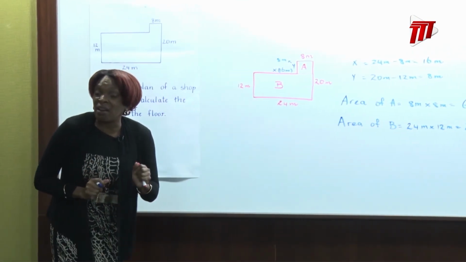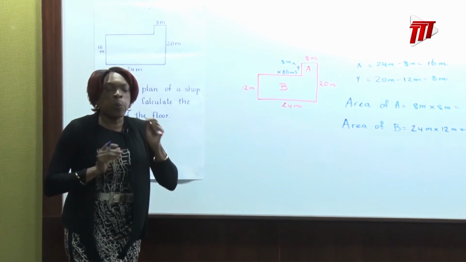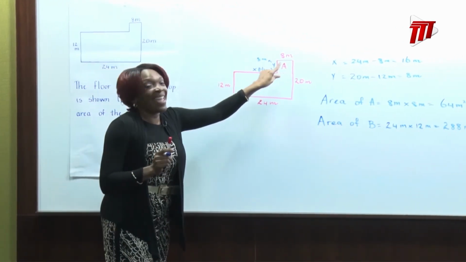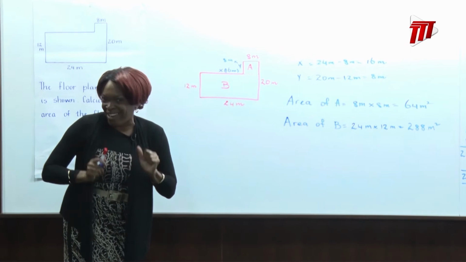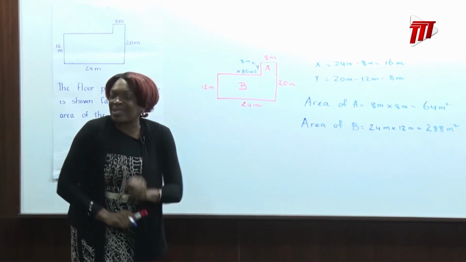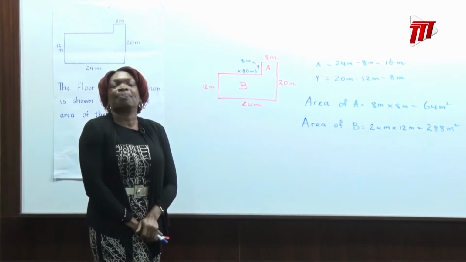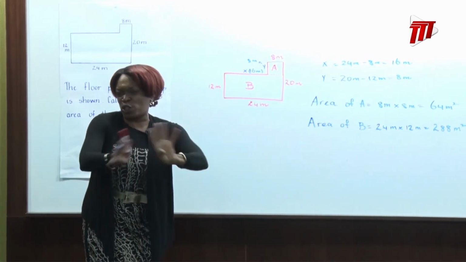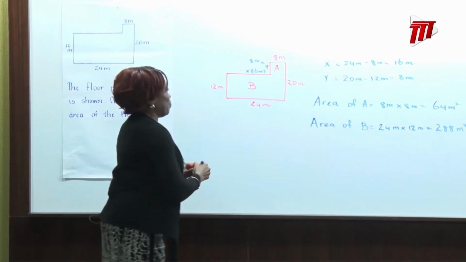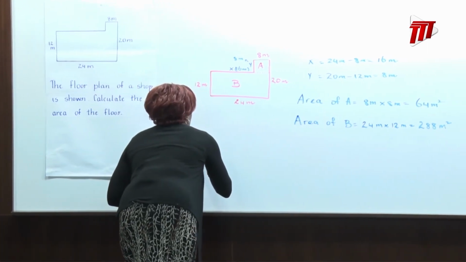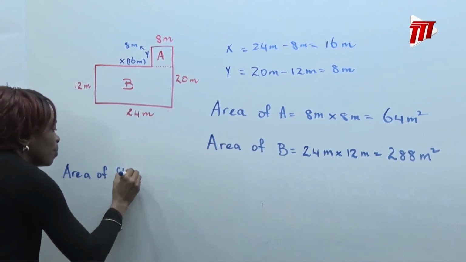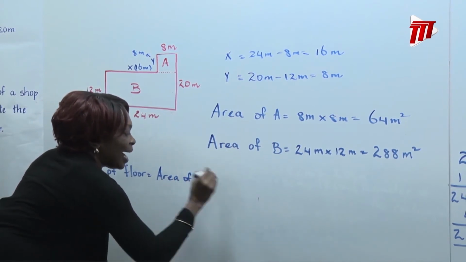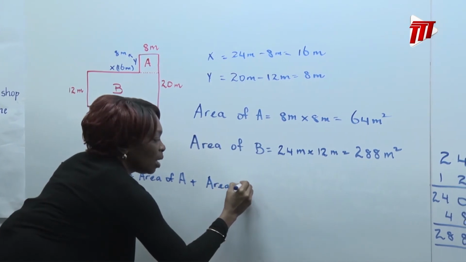Is that the end of the question? No. What did the question ask us? Calculate the area of the floor. So the entire floor would be A and B together. Are you seeing that, boys and girls? What process are we going to use? I'm giving you a second. Yes, we are going to add the area of A to the area of B to get the total area of the floor. Let's do that now. So we'll say area of floor is equal to what? Area of A add area of B.